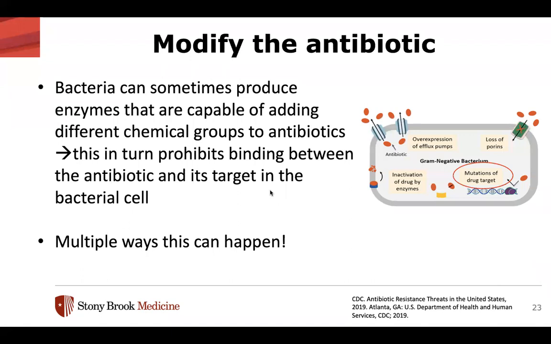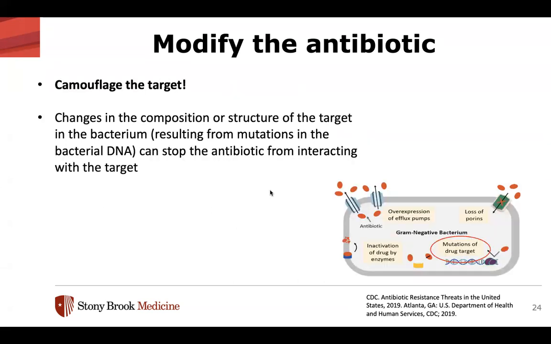The last way I'm going to talk about is modification of the antibiotics. Bacteria can sometimes produce enzymes that are capable of adding different chemical groups to the antibiotics, which in turn prohibits binding between the antibiotic and its target in the bacterial cell. There are multiple ways that bacteria can modify things to save themselves. They can camouflage the target, so changes in the composition or structure of the target in the bacteria can stop the antibiotic from interacting with the target. That's another way of resistance. Alternatively, the bacteria can add different chemical groups to the target structure, in this way shielding it from the antibiotic.